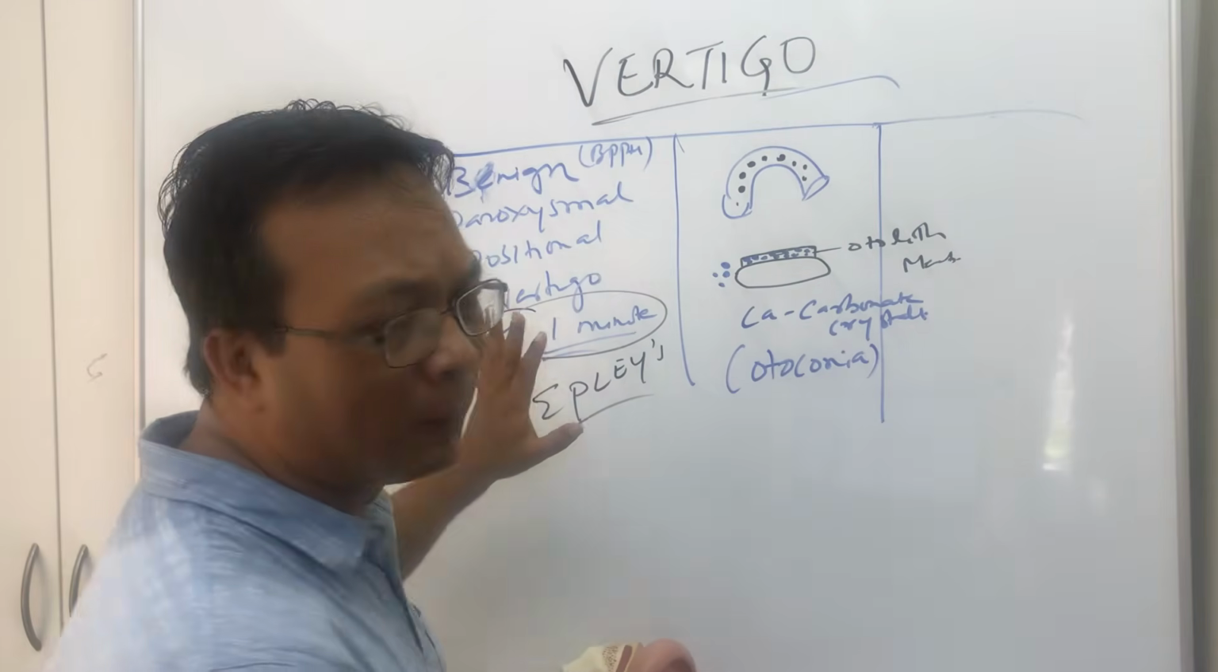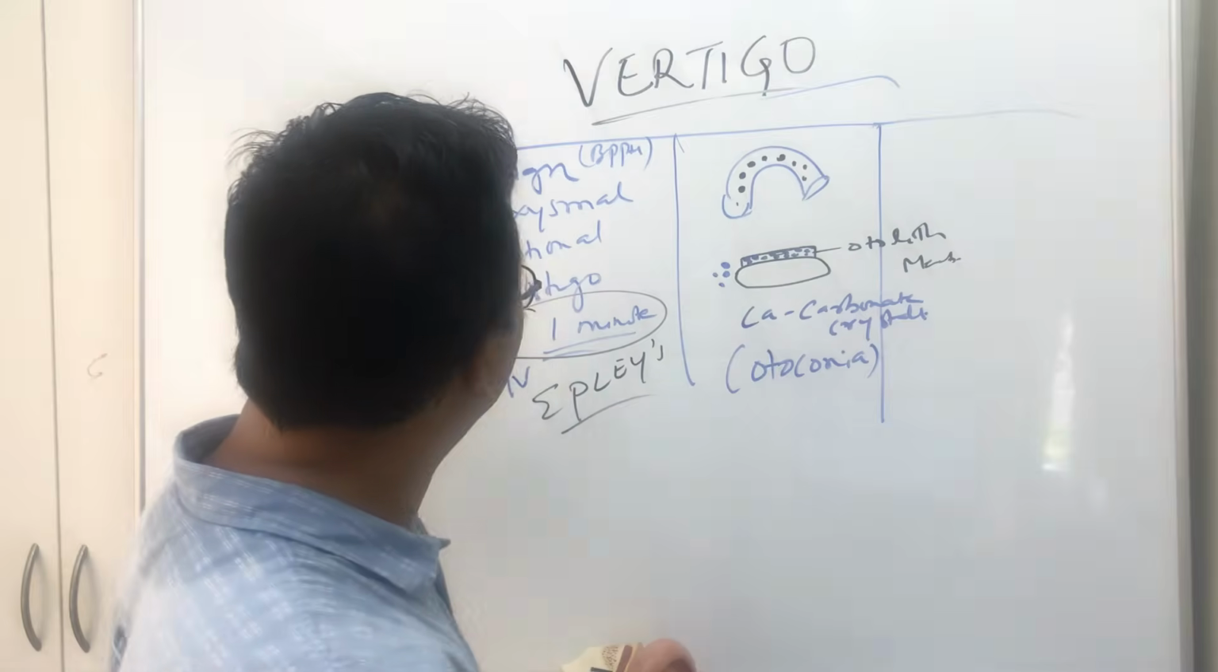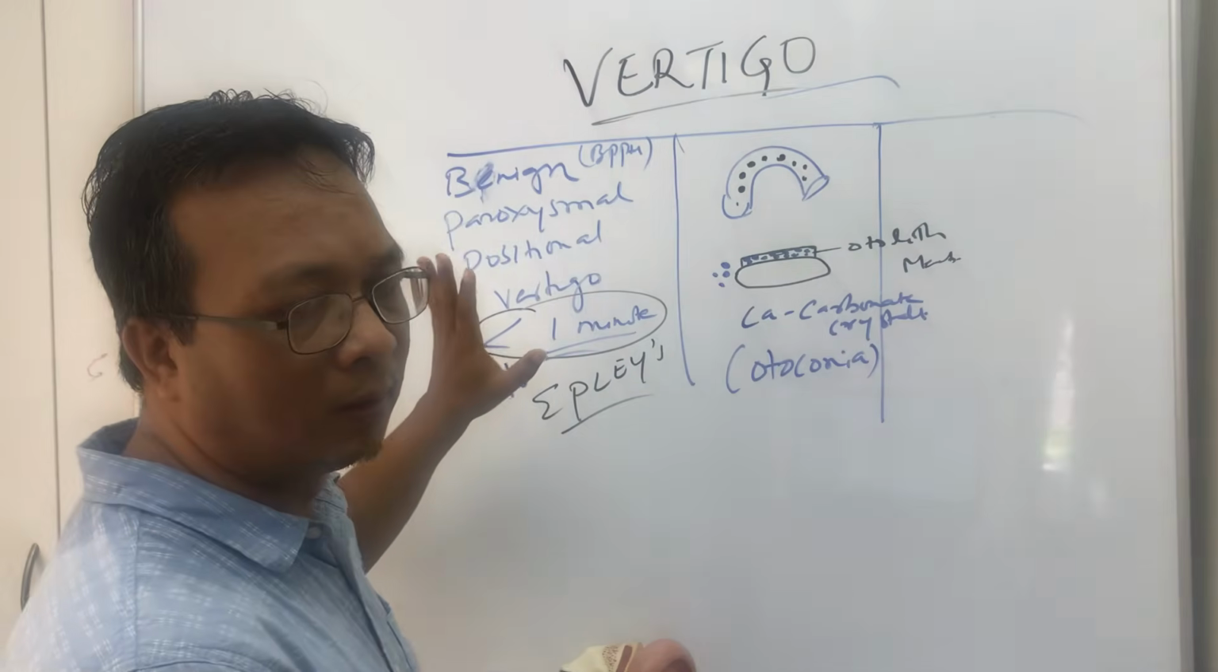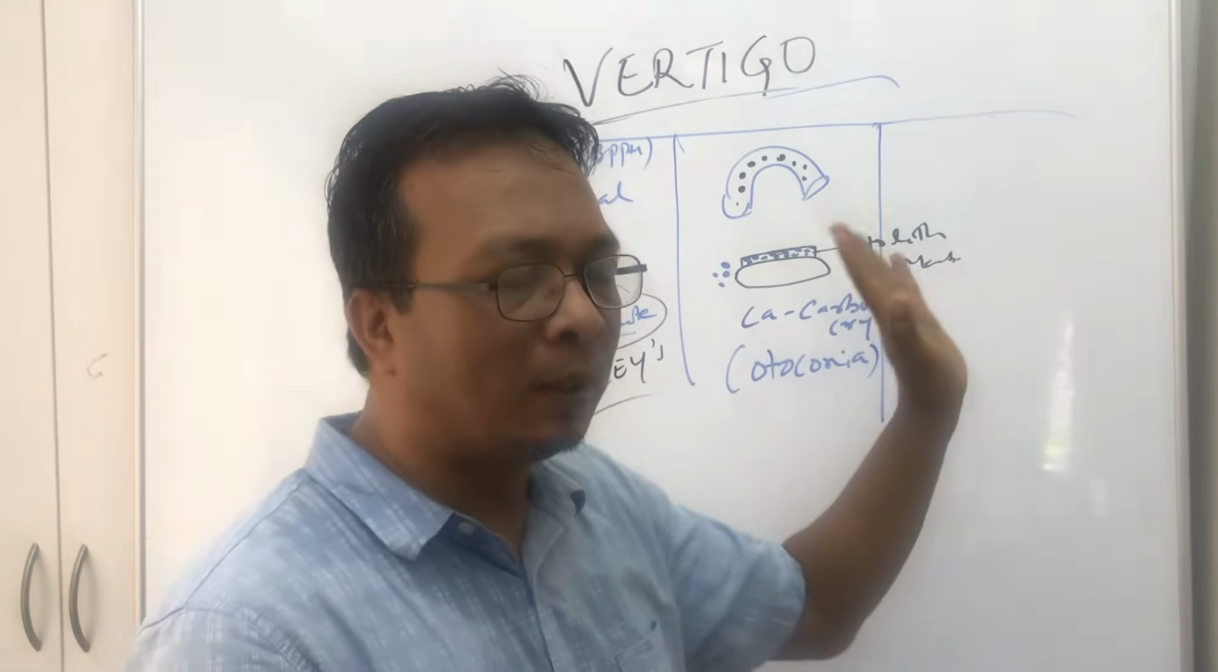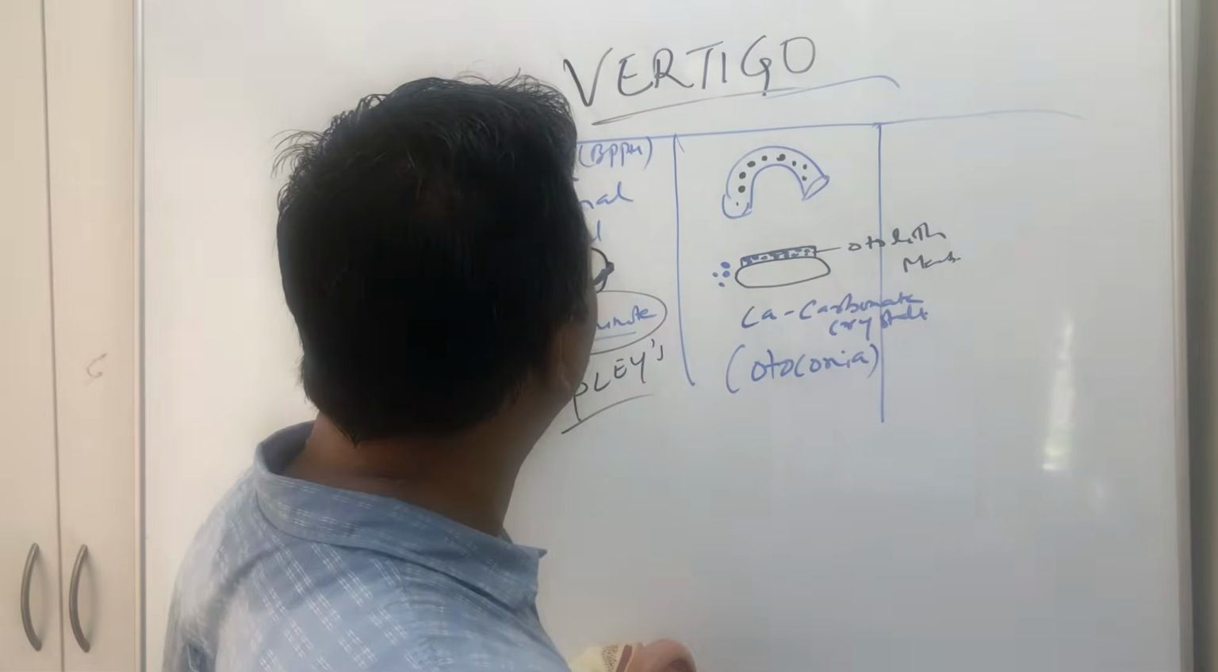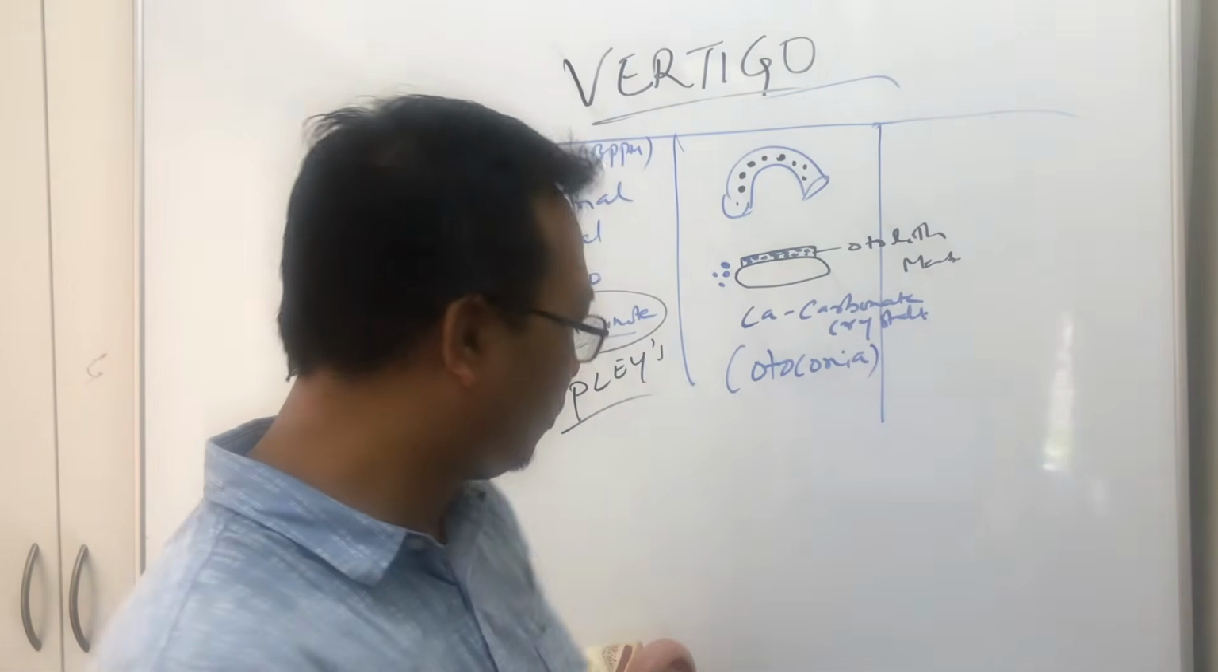So this is the case of BPPV, benign paroxysmal positional vertigo, which is present in maximum patients, and which lasts less than a minute, usually 20 to 45 seconds.